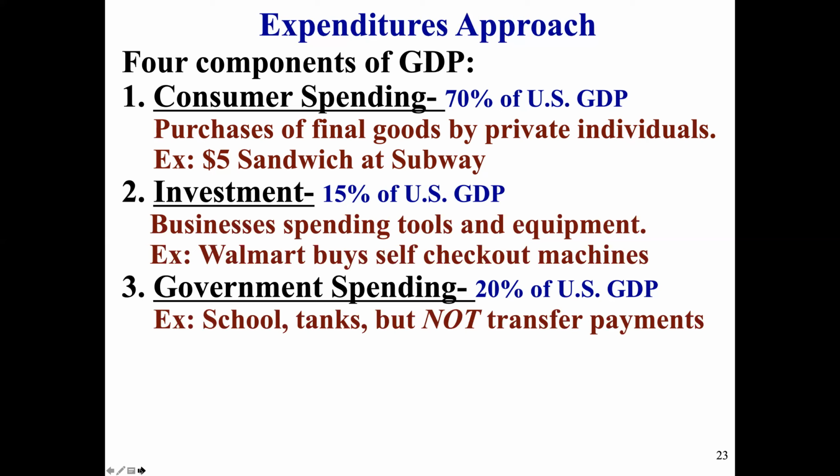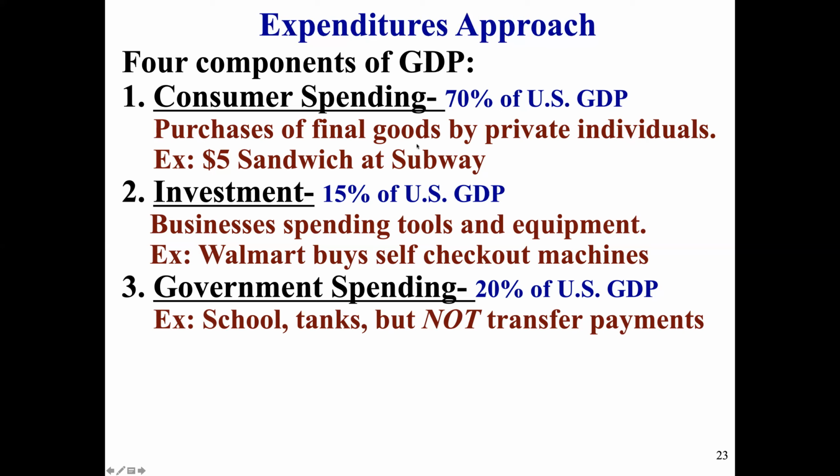Transfer payments are not. So transfer payments are when the government pays people for a social good, but for no good or service in exchange. So Social Security, food stamps, unemployment insurance, those are transfer payments. So they're not going to count. It's only when the government actually buys goods and services.